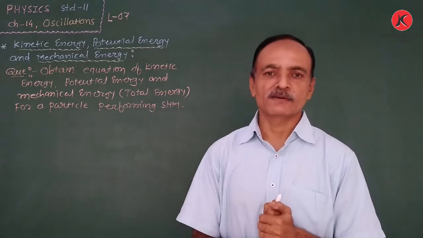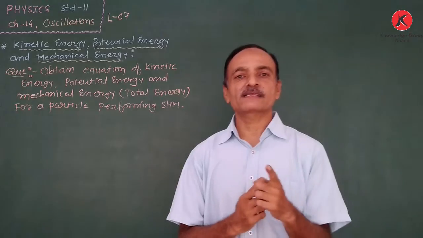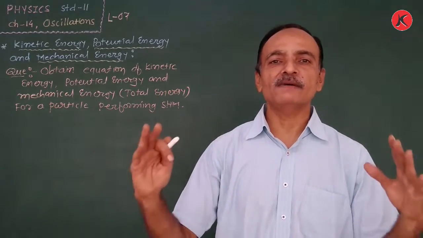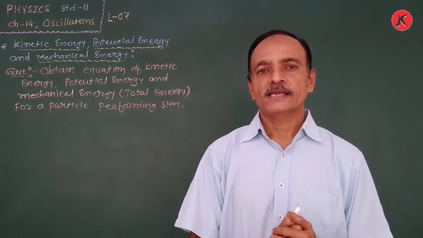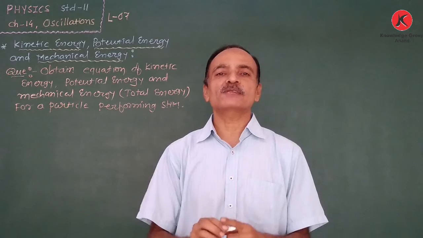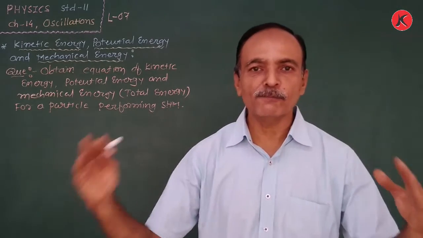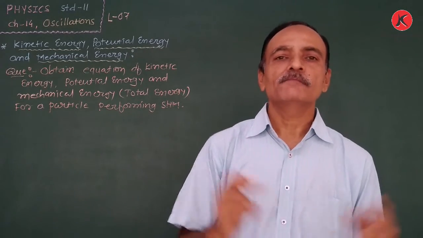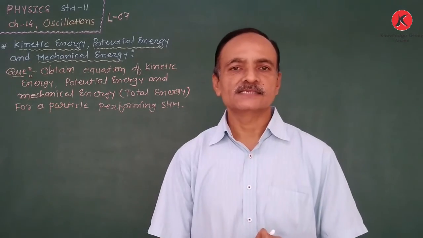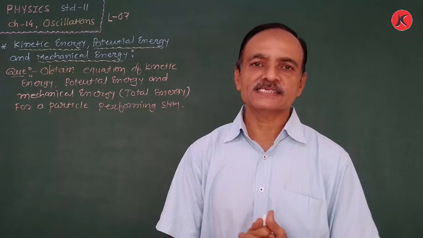Velocity is maximum at the mean position, while at the extreme point velocity is minimum, that means zero. Opposite to that, acceleration is minimum at the mean position, and at the extreme point acceleration is maximum, because at the extreme point the direction of motion is changed. Therefore the acceleration is maximum.